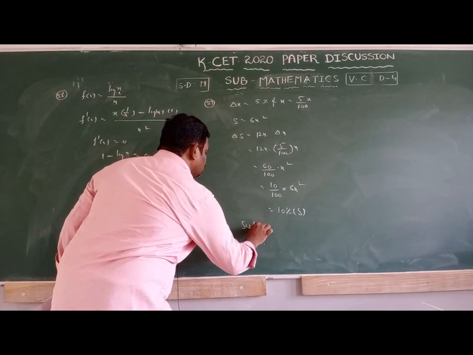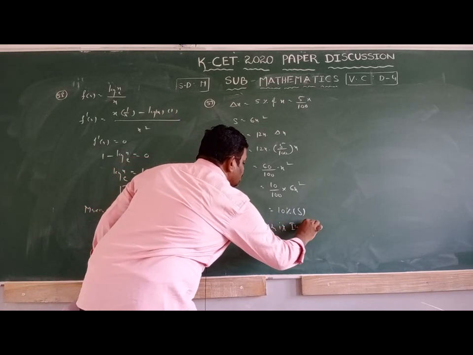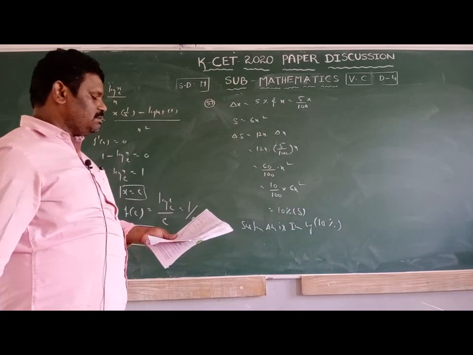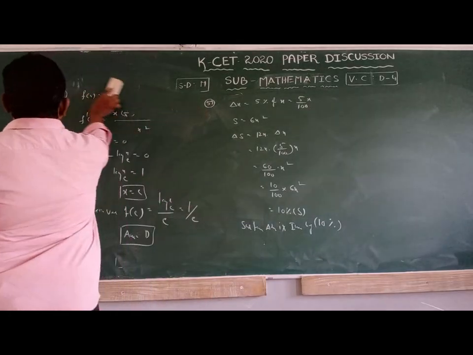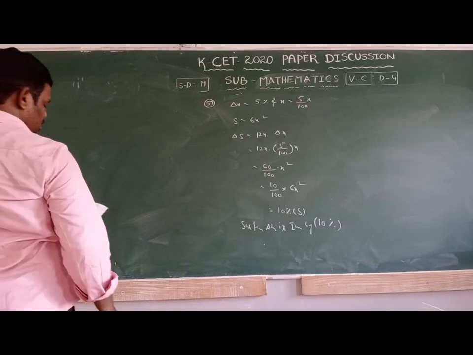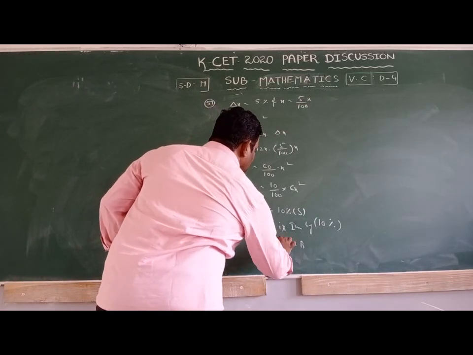So the required answer: the surface area is increased by 10%. Surface area is increased by how much, ma? 10%. Next, the last one, ma, an integration problem. Again only integration is given. This one, option B. The answer is B.